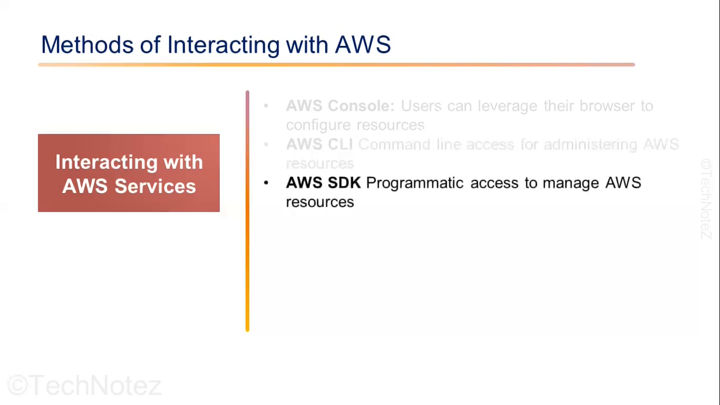AWS SDK. These are software development kits that allow you to interact with AWS services from your application code. AWS provides SDKs for several programming languages such as Java, .NET, Python, Ruby, and more.